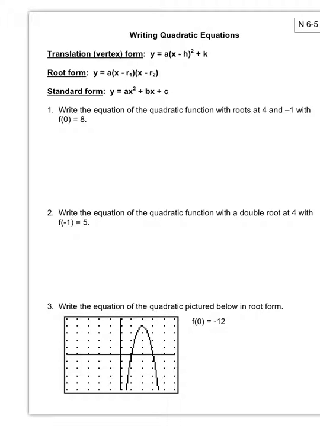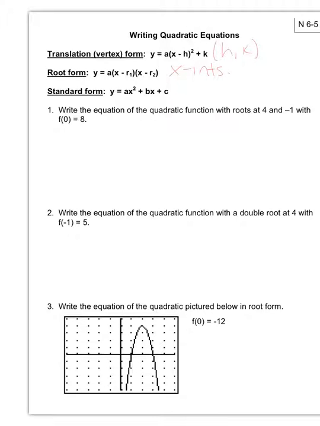So remember, when we have vertex form, the vertex is (h, k). And then remember, when we have root form, those are your x-intercepts. So it's where it crosses your x-axis. And to find the vertex of that, which we won't have to know today, it's in the middle of those two roots. And then remember your standard form, y equals ax squared plus bx plus c.